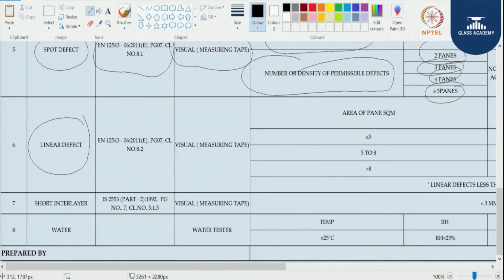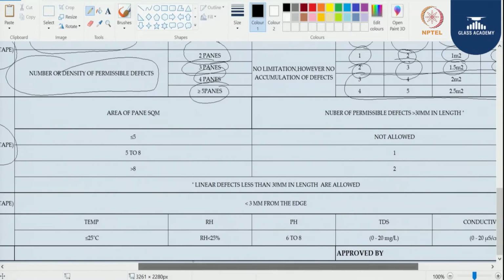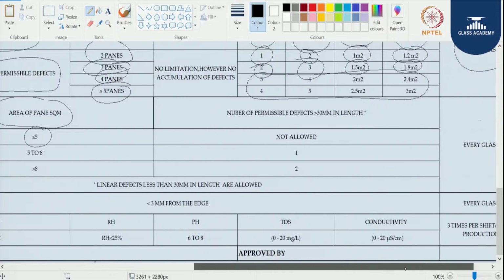Now let us understand the linear defects. The standard we follow for linear defects is EN 12543. The linear defects also we will check visually or with a measuring tape. Here also we need to see the area of the pane and the number of permissible defects. If the area of the pane is less than or equal to 5 square meter, defects more than 30 mm in length are not allowed.